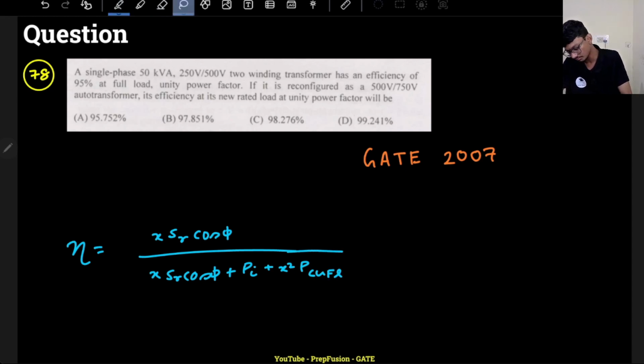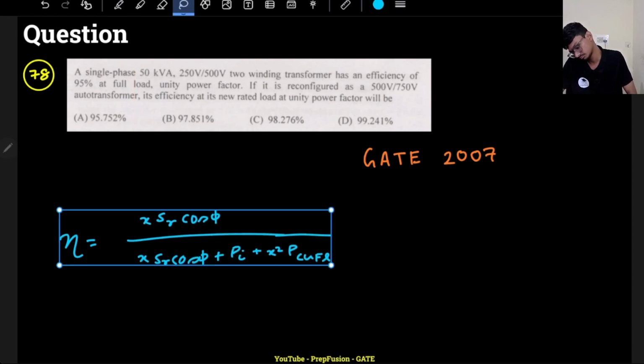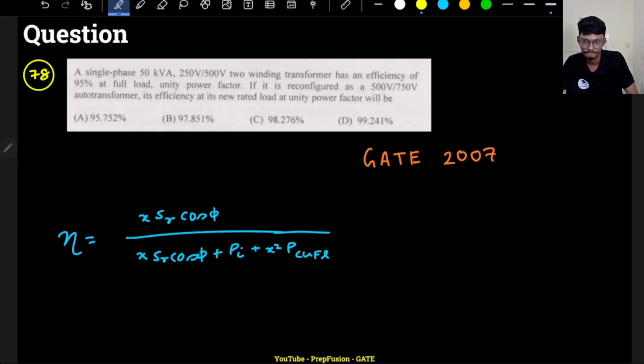Basically I know the efficiency of a two winding transformer. The efficiency of a two winding transformer is given to me, that is 95%. So it will be 0.95.